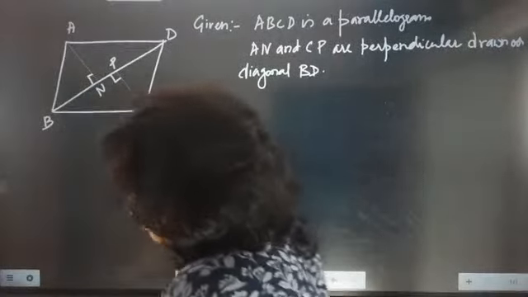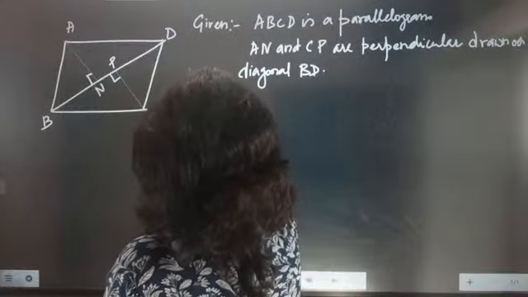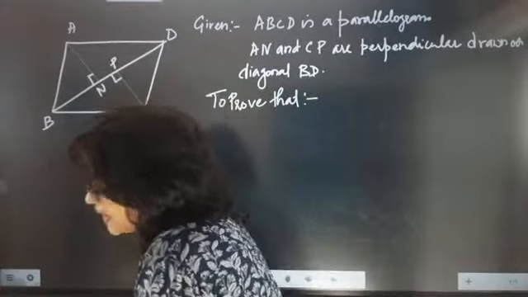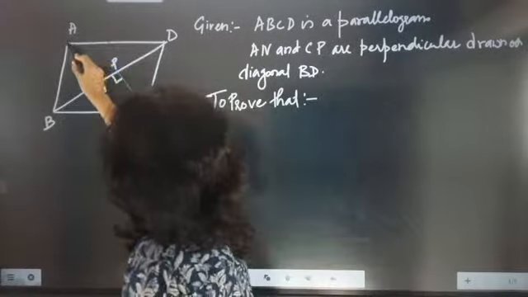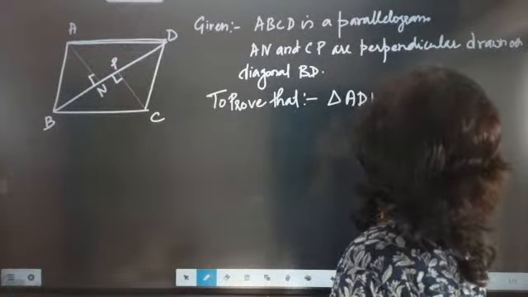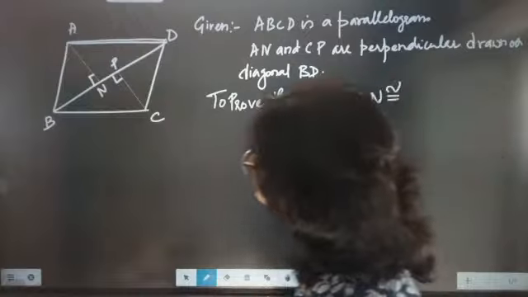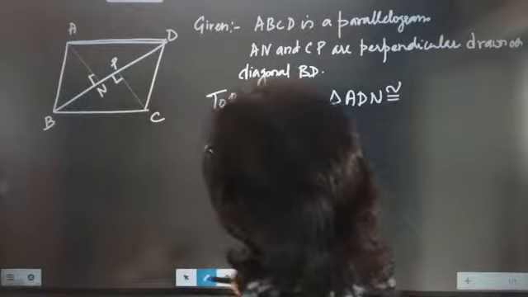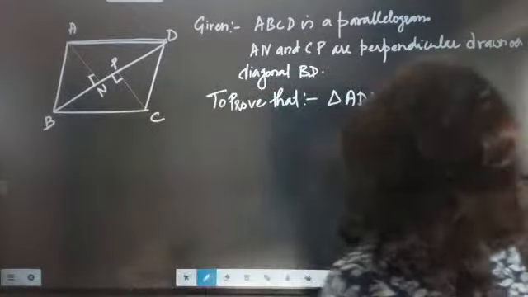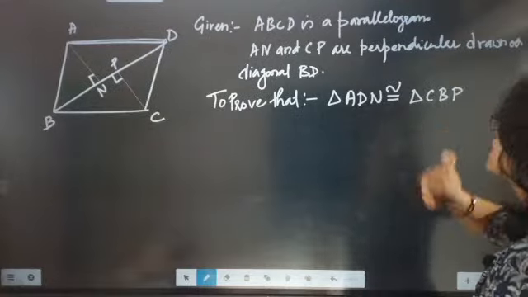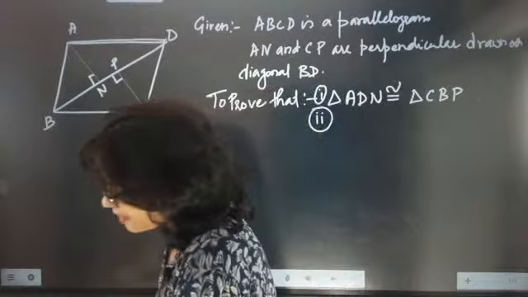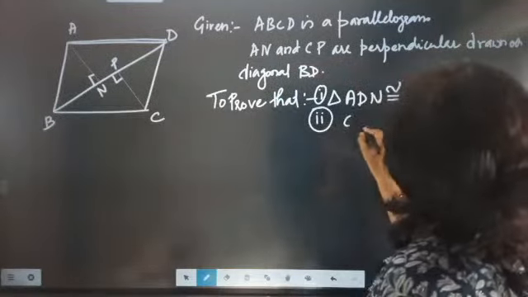After that they are telling us to prove what? The first part of the proof: we have to first prove that triangle ADN is congruent to triangle CBP. Okay, so ADN, CBP. The second part of the proof is AN equal to CP.